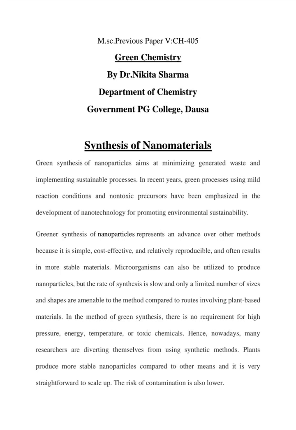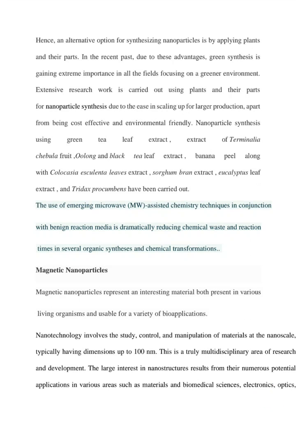Plants produce more stable nanoparticles compared to other means, and it is very straightforward to scale up. The risk of contamination is also lower. Hence, an alternative option for synthesizing nanoparticles is by applying plants and their parts. In the recent past, due to these advantages, green synthesis is gaining extreme importance in all the fields focusing on a greener environment.